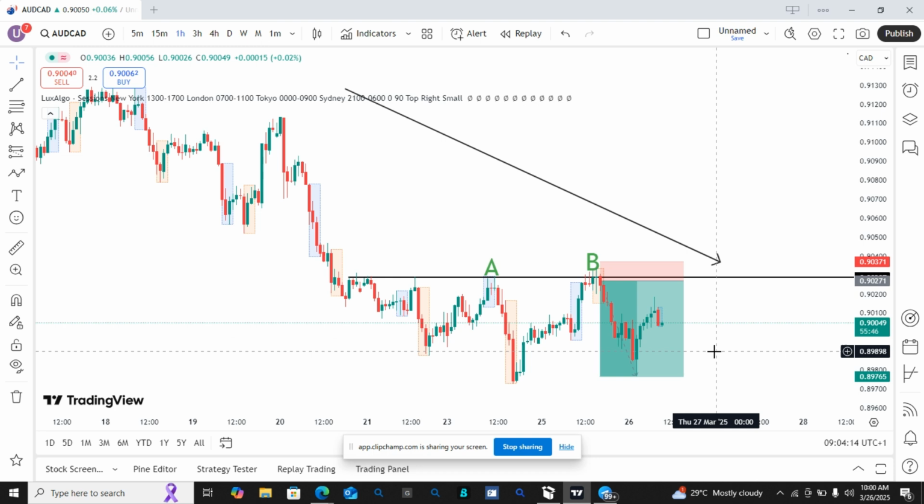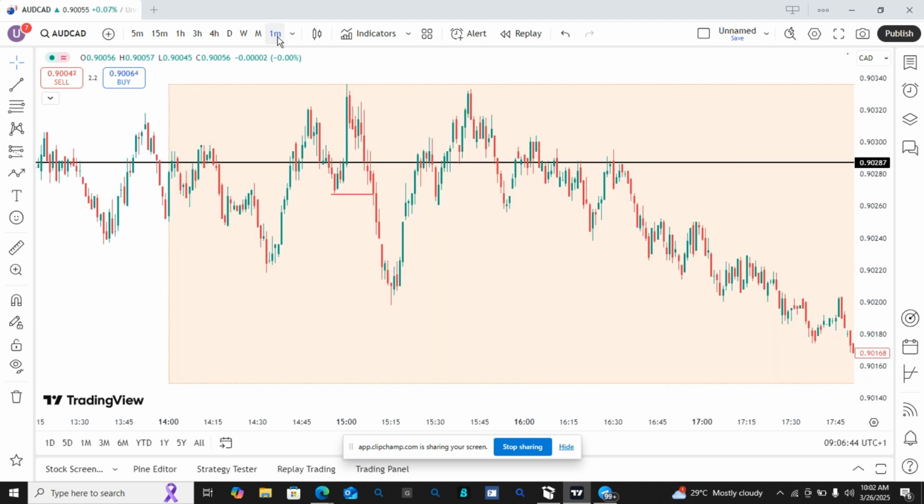The next step is to do what? Move to a lower time frame. This is it. On the 1 minute time frame, this is the zone and this is the New York session.